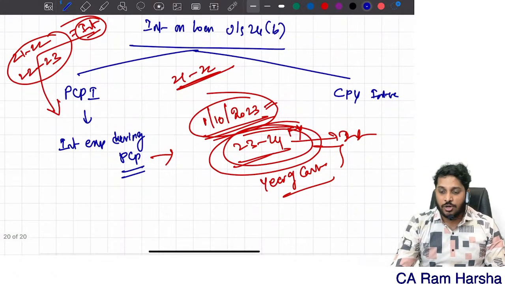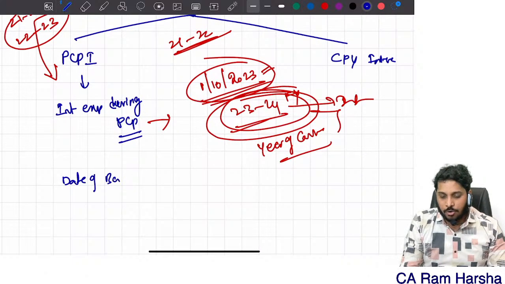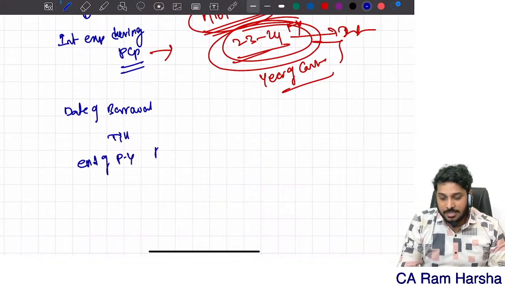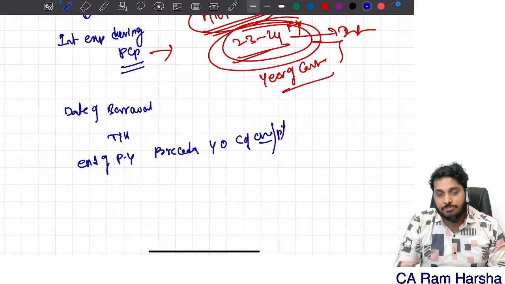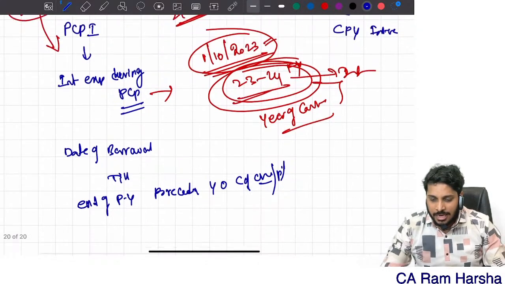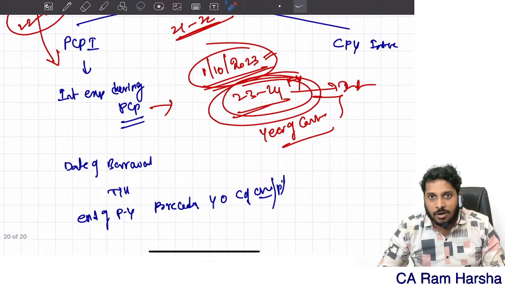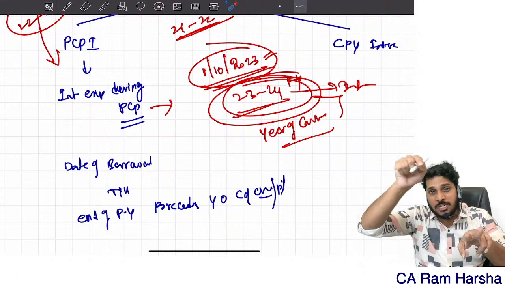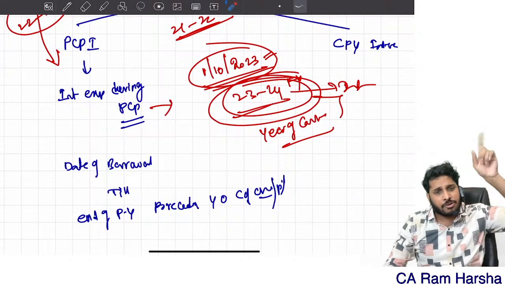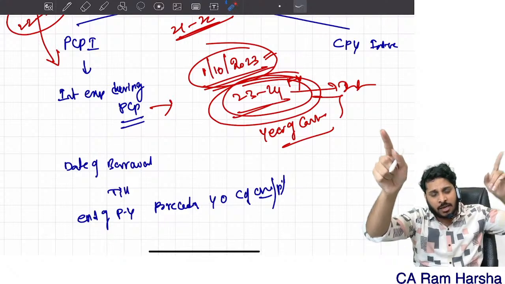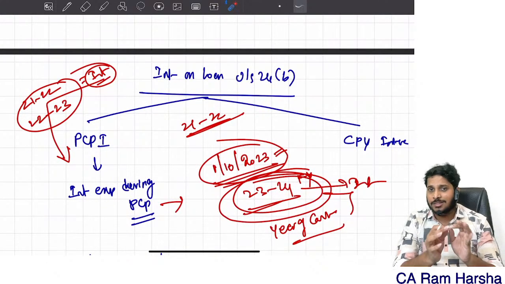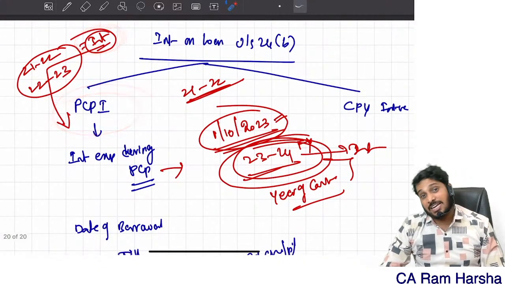The definition of PCPI is: from the date of borrowal till the end of the previous year preceding the year of completion of construction or year of purchase. They gave such a big definition. In our example, the construction is completed on 1st October 2023, so the year is 23-24. The year before is 22-23, and the end means 31st March 2023. From the borrowal date in 21-22 till 31st March 2023, that's what I told you with simple logic. That interest amount is called pre-construction period interest.